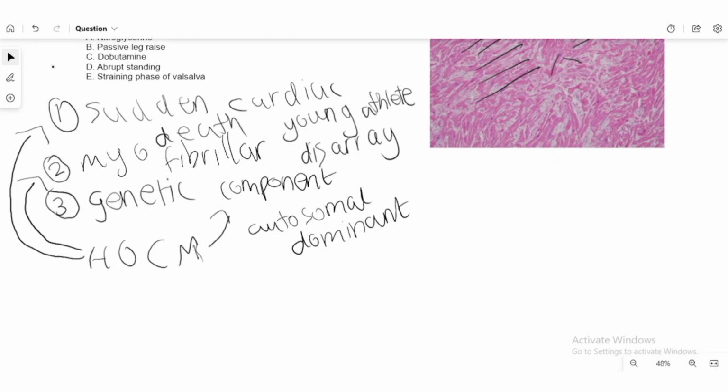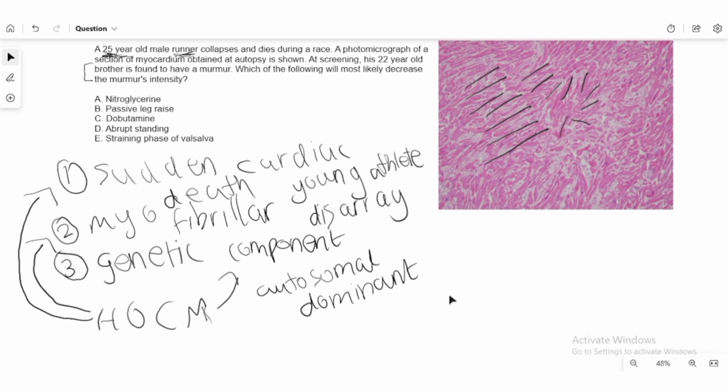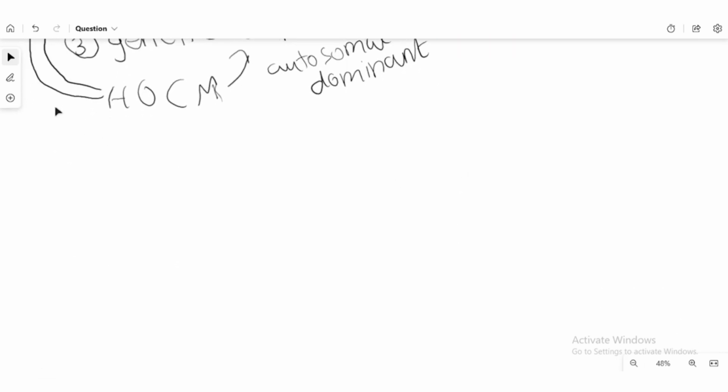Now, all of these things give us the diagnosis, but that's not all that the question is asking. If you look at the question specifically, the question seems to be asking which of the following, meaning these options, will most likely decrease the murmur's intensity. So before we even look at the options, let's go ahead and look at why there is even a murmur in the first place in hypertrophic obstructive cardiomyopathy. So let's look at why there is even a murmur.